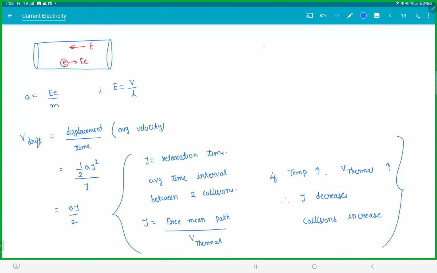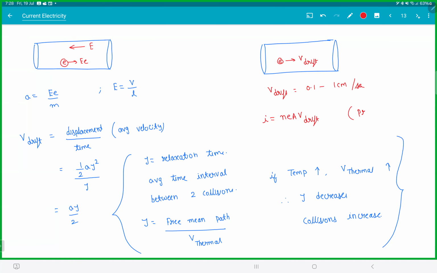So what you got here is these electrons are moving with a speed. We call it V drift. And this V drift is in the range of 0.1 to 1 centimeter per second. They're just too slow. And we know from that problem I is equal to NEA V drift. This is the problem 1C. So there we got this current in terms of drift. Have a look at this. We'll substitute this in the next page.